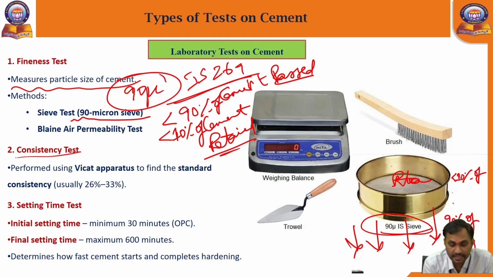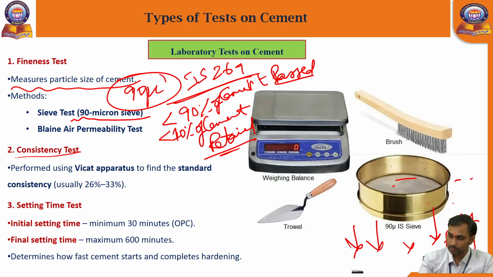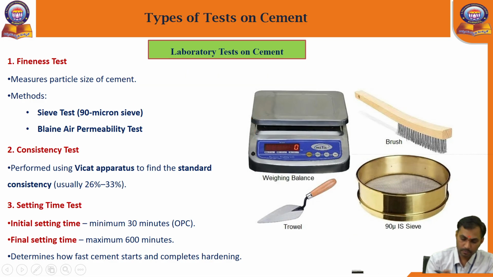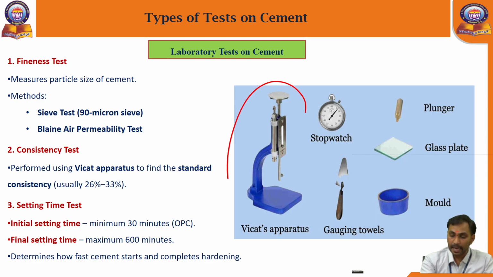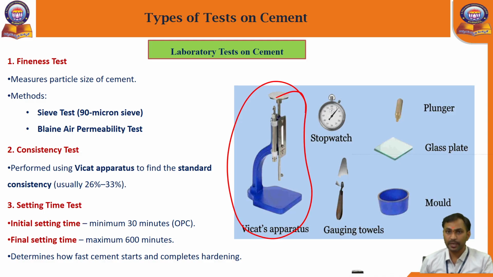Okay, next, the consistency test. The consistency test is conducted to find the water content value. The apparatus used is the Vicat apparatus. Vicat was a person who invented this apparatus to conduct the consistency test.